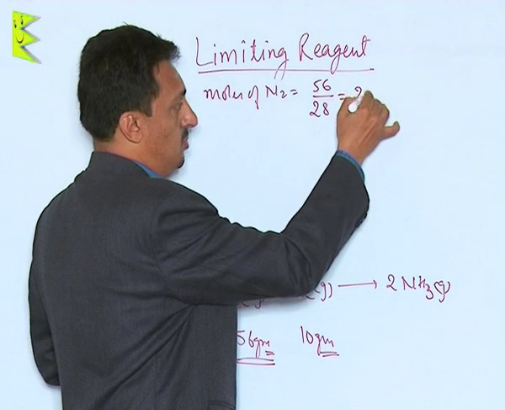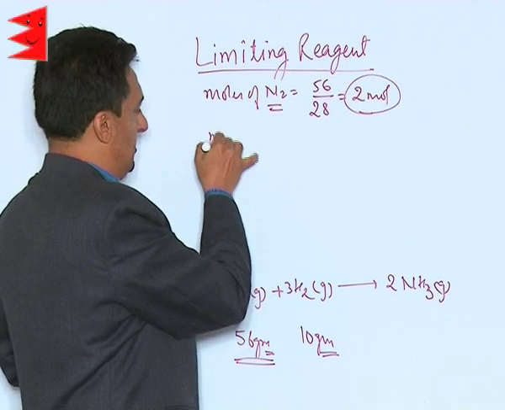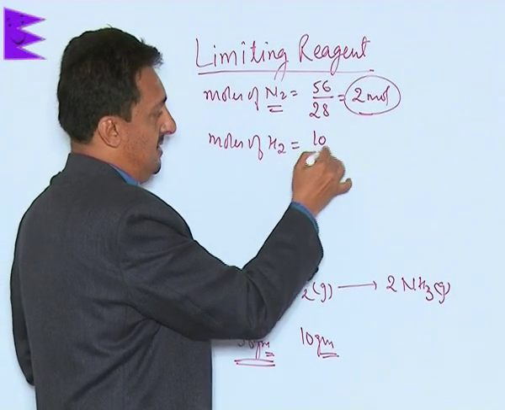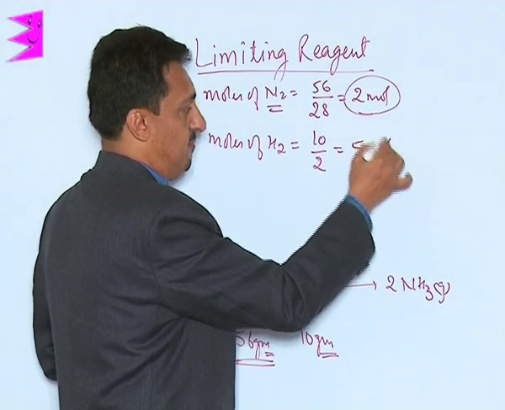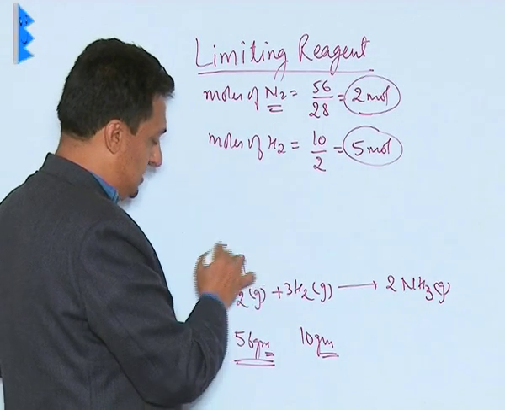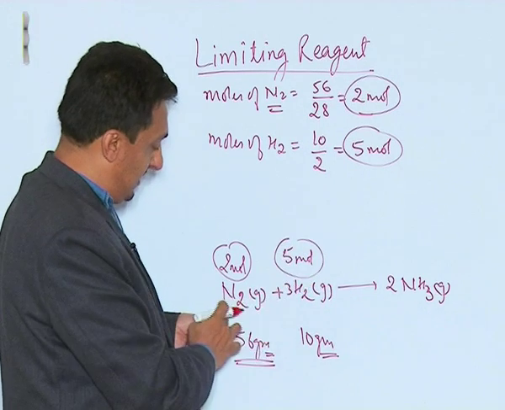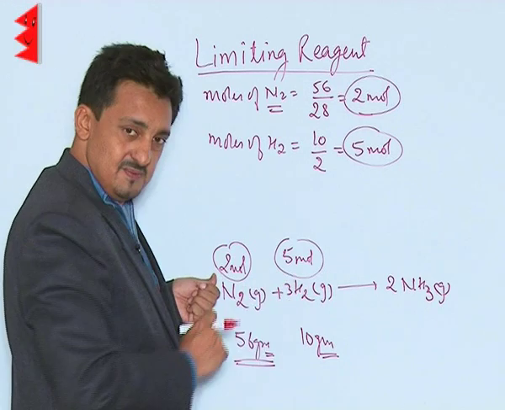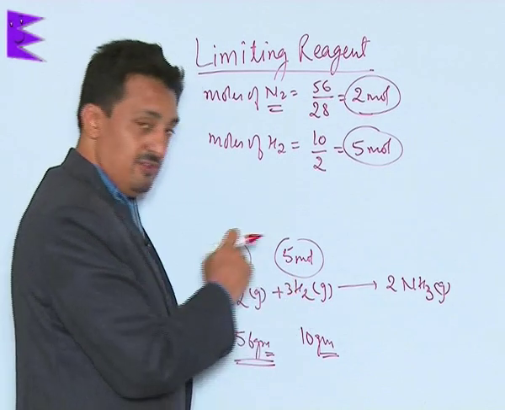So it is 2 moles. So we are given 2 moles of nitrogen. Now, moles of hydrogen are 10 upon 2, because 2 is its molar mass. So that makes it 5 moles. So we are given 2 moles of this, 5 moles of this. But as per stoichiometry, you can see here 1 mole of this needs 3 moles of this. So 2 will need 6. So which is present in less amount? It is the hydrogen which is present in less amount.